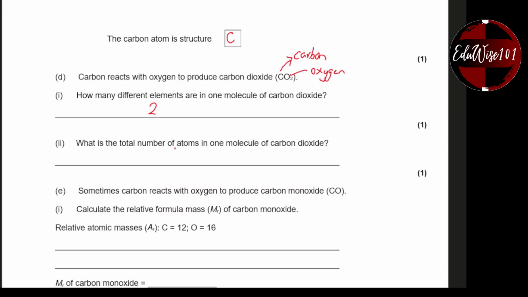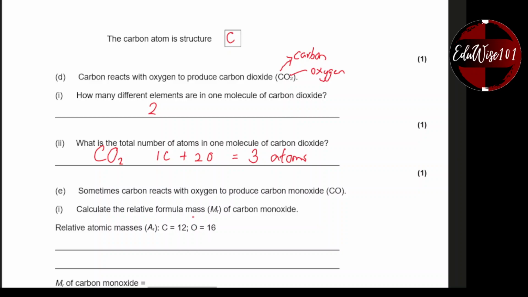What is the total number of atoms in one molecule of carbon dioxide? Now, carbon dioxide, the formula they have given is CO2. So that's 1 carbon plus 2 oxygen atoms, which makes it 3 atoms in total.